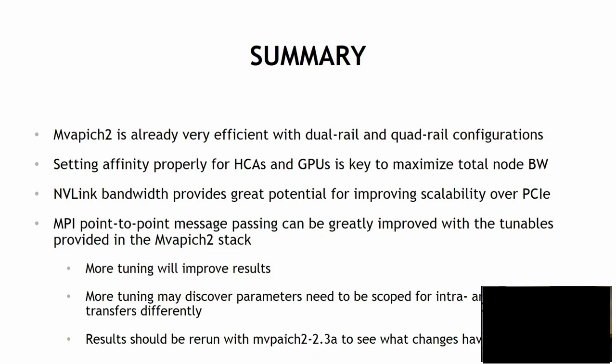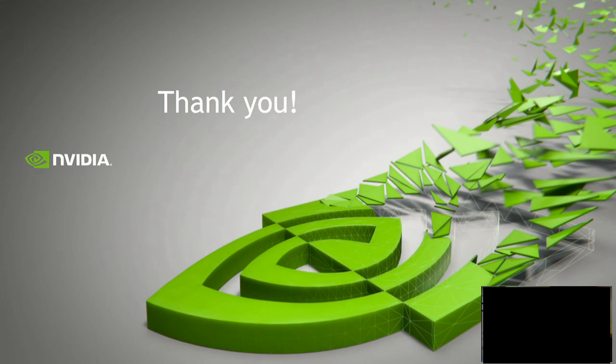So the summary is, MVAPICH2 is already very efficient with dual rail and quad rail configurations as measured by OSU benchmarks. Affinity, I didn't talk about it much. I think it's preaching to the choir. We should all know it, but it's very important to know exactly what's going on and set that correctly. The tunables help a lot, and the values of the tunables can change dramatically. It's not just small changes. They can be drastically different based on your architectures, in this case P100s and NVLink. And I think you've already talked about some really good work in future products to further optimize that process. And for my customer, I'm going to go now and download MVAPICH2 2.3a and redo all of this and see what else I can help them with to see where there are improvements for their specific architecture.